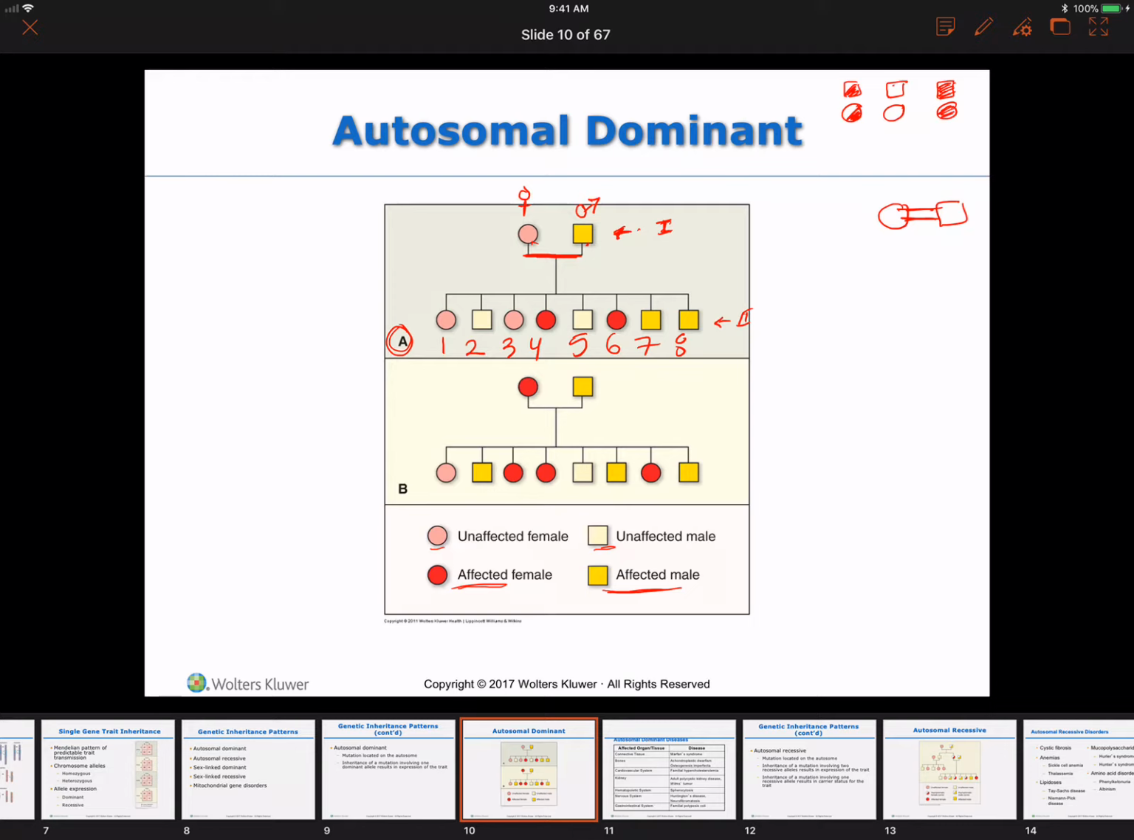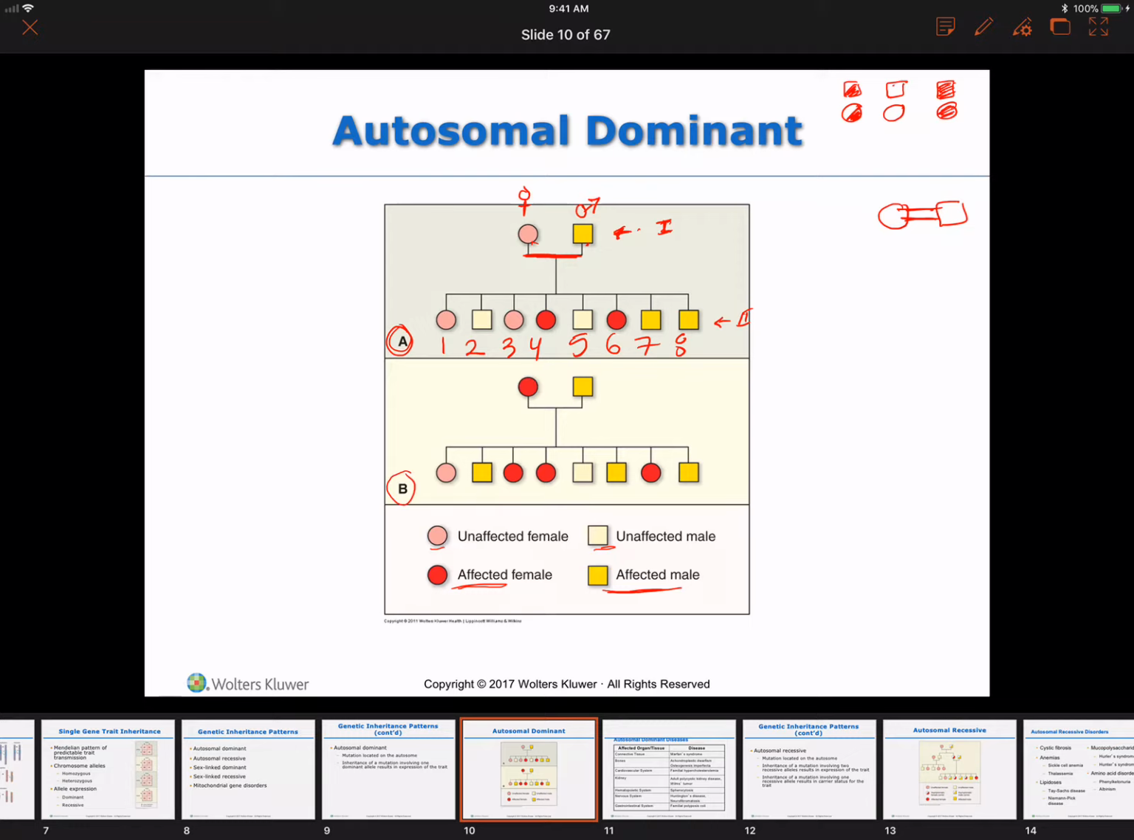She's not a carrier, not affected. Kid 2, well, that's a boy, and he doesn't have the disease. Kid 3 is a girl. She doesn't have the disease. Kid 4, it's a girl, and she has the disease. 5, it's a boy, doesn't have the disease. 6, a girl that has the disease. And then 7 and 8 are boys who have the disease.